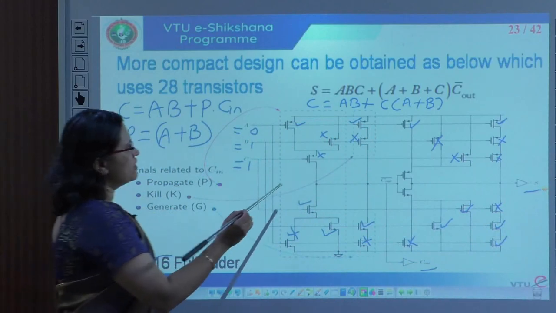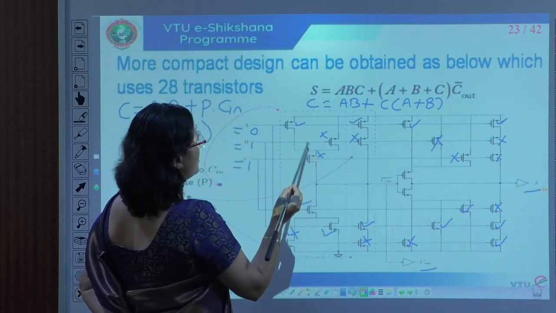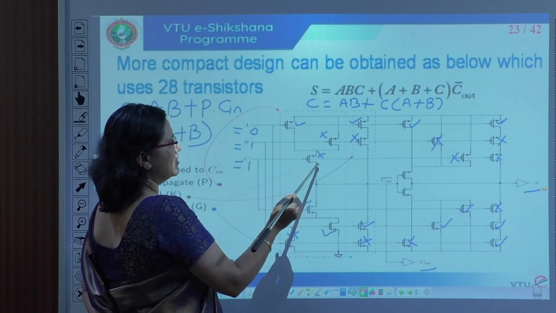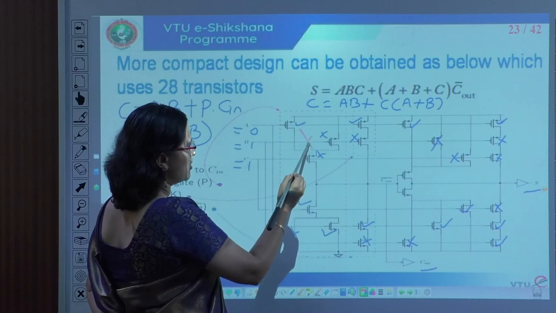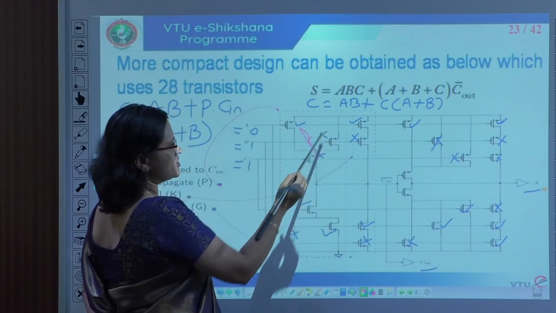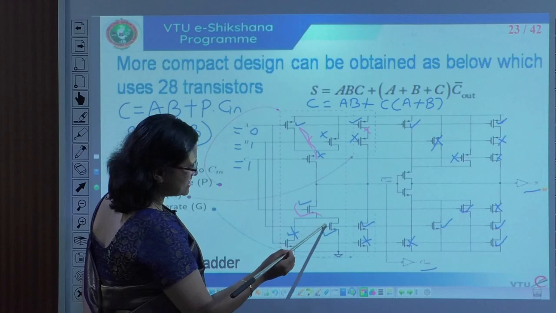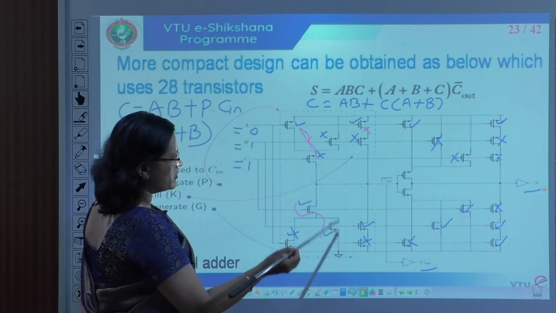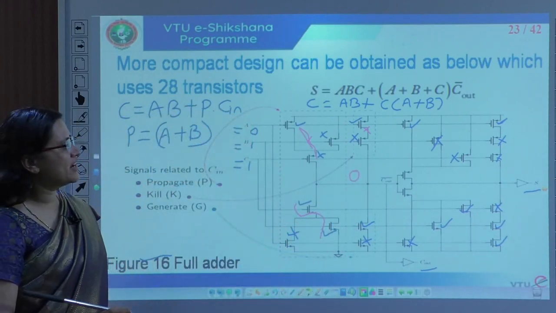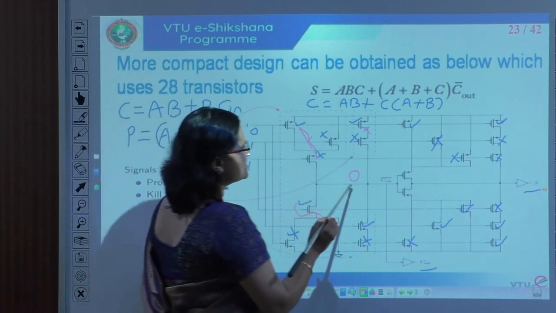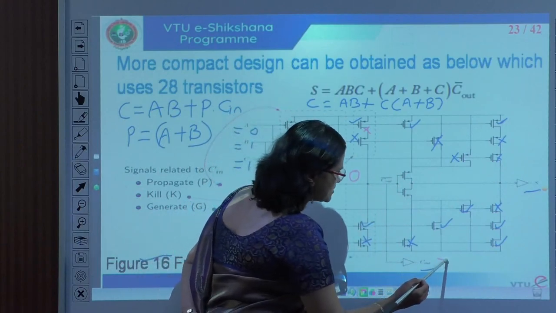Now we will see, because here, since the C input transistor is off, the series path is not going to exist over here. This transistor is already in off state. Here also the series path is not going to exist. But when you see here, there is a series path. So finally the output we get here is Cout bar as 0. Now this Cout bar is serving as an input to the inverter, and we get the final output as 1.